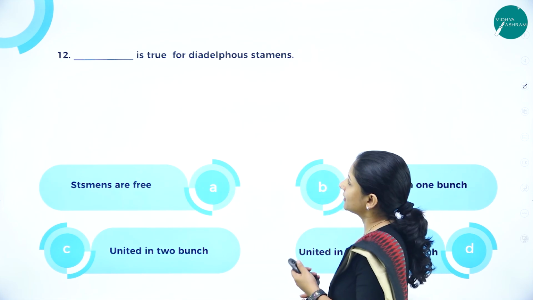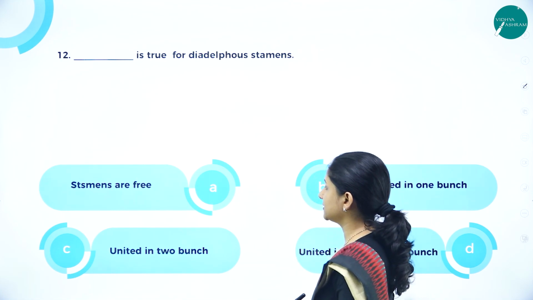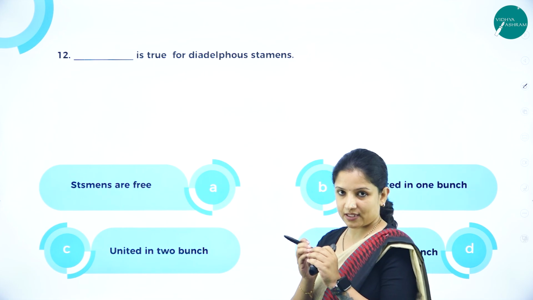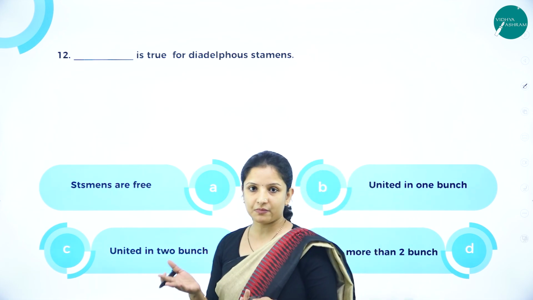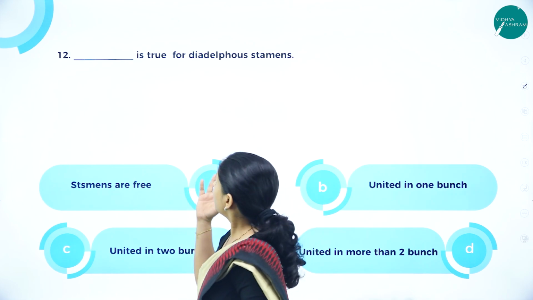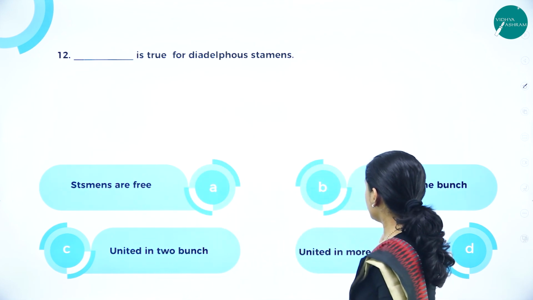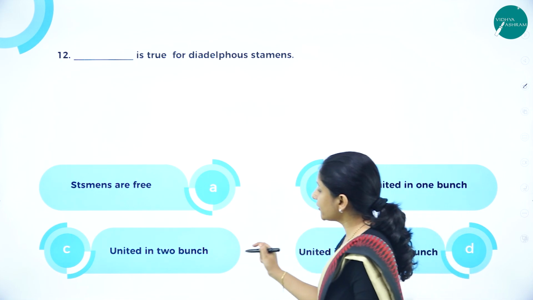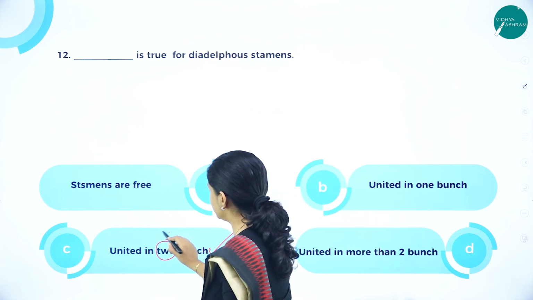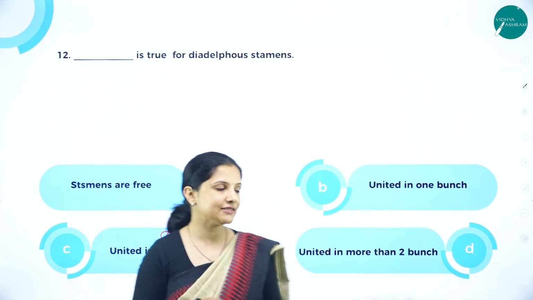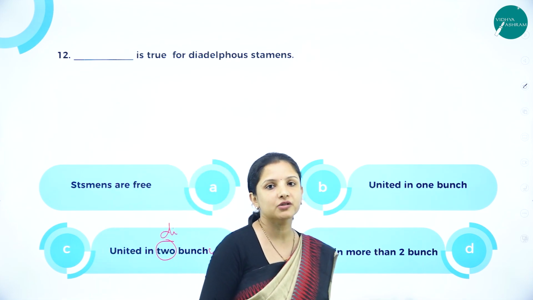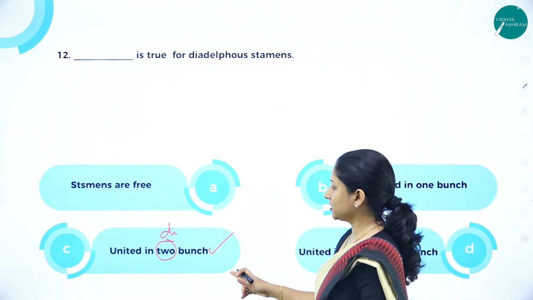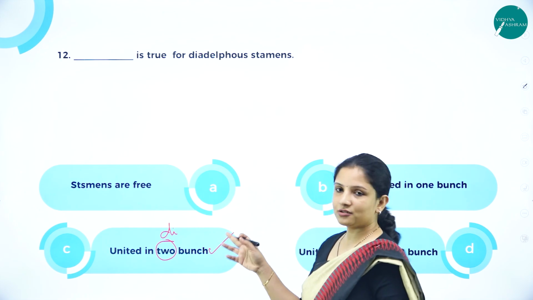Next, dash is true for diadelphous stamens. Diadelphous has something to do with the grouping of the stamens. Remember that. Stamens are free? No, that means they are not called diadelphous. United in one bunch, no, that is monoadelphous, because mono means one. United in two bunches, yes, two means di. So, option C is the right answer here. United in more than two bunches is polyadelphous. So, the right answer is united in two bunches, option C.